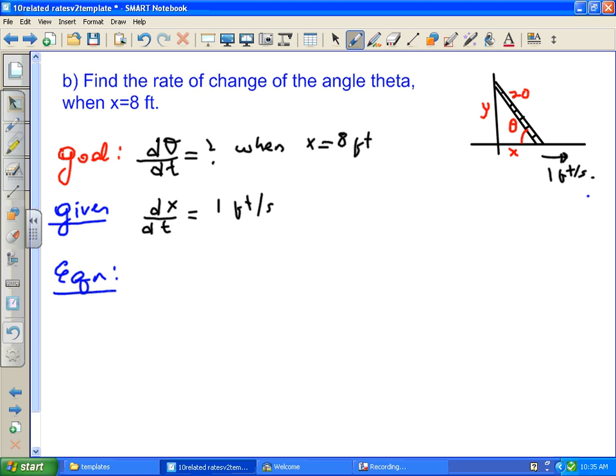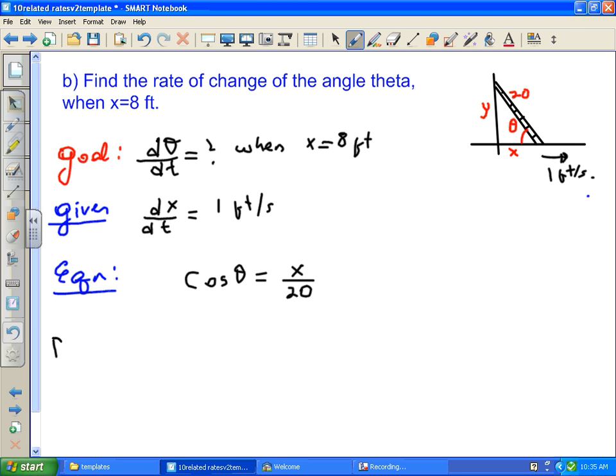Now, since we also did part A of this question, we also know what dy over dt is, right? In that regard, you could also use the sine function, because you can then revert to your dy dt. But let's just keep it simple. Let's just use the cosine function as you suggested. So here's our equation we're going to use. Cosine theta equals, what is it equal to? In terms of variables first, x over 20. Right, adjacent over hypotenuse, that's x over 20.